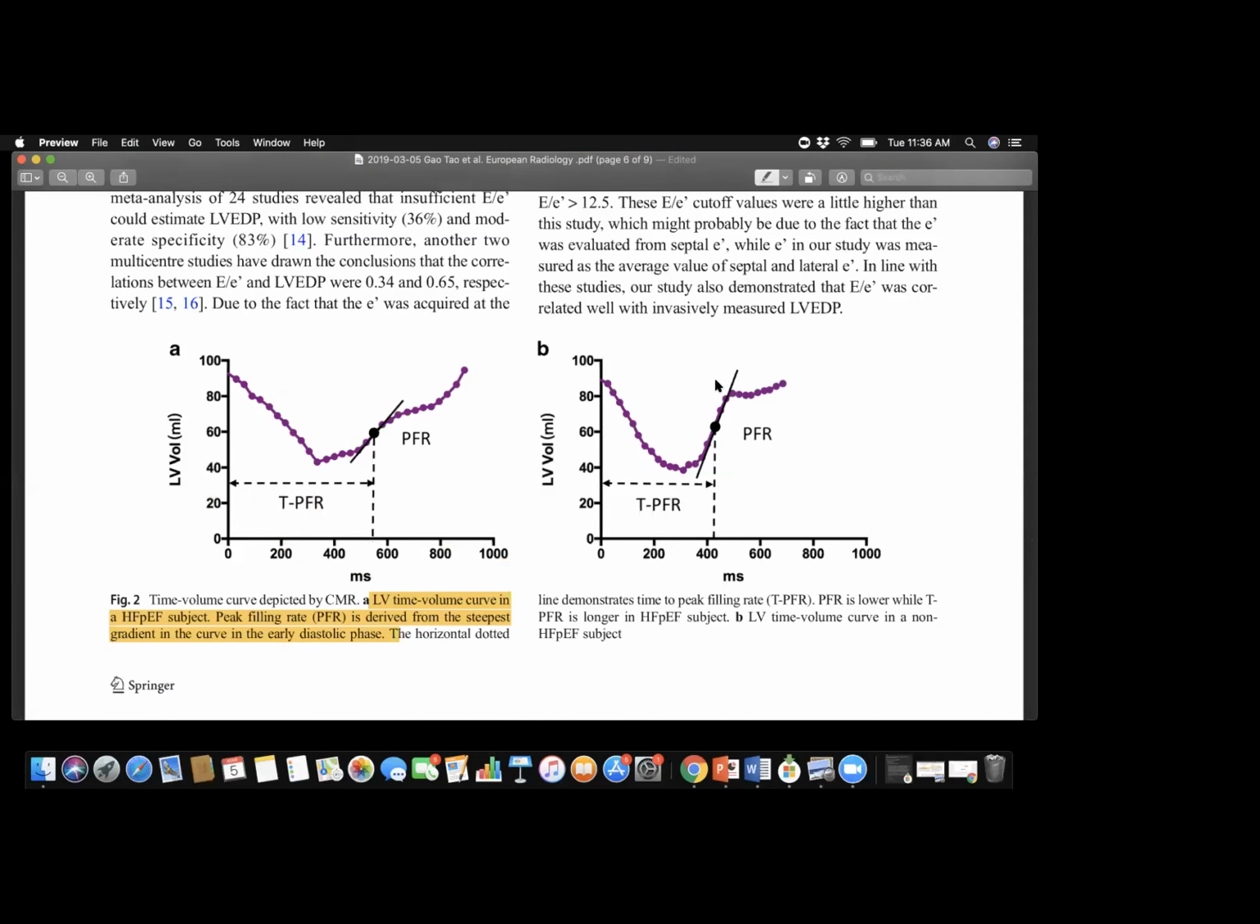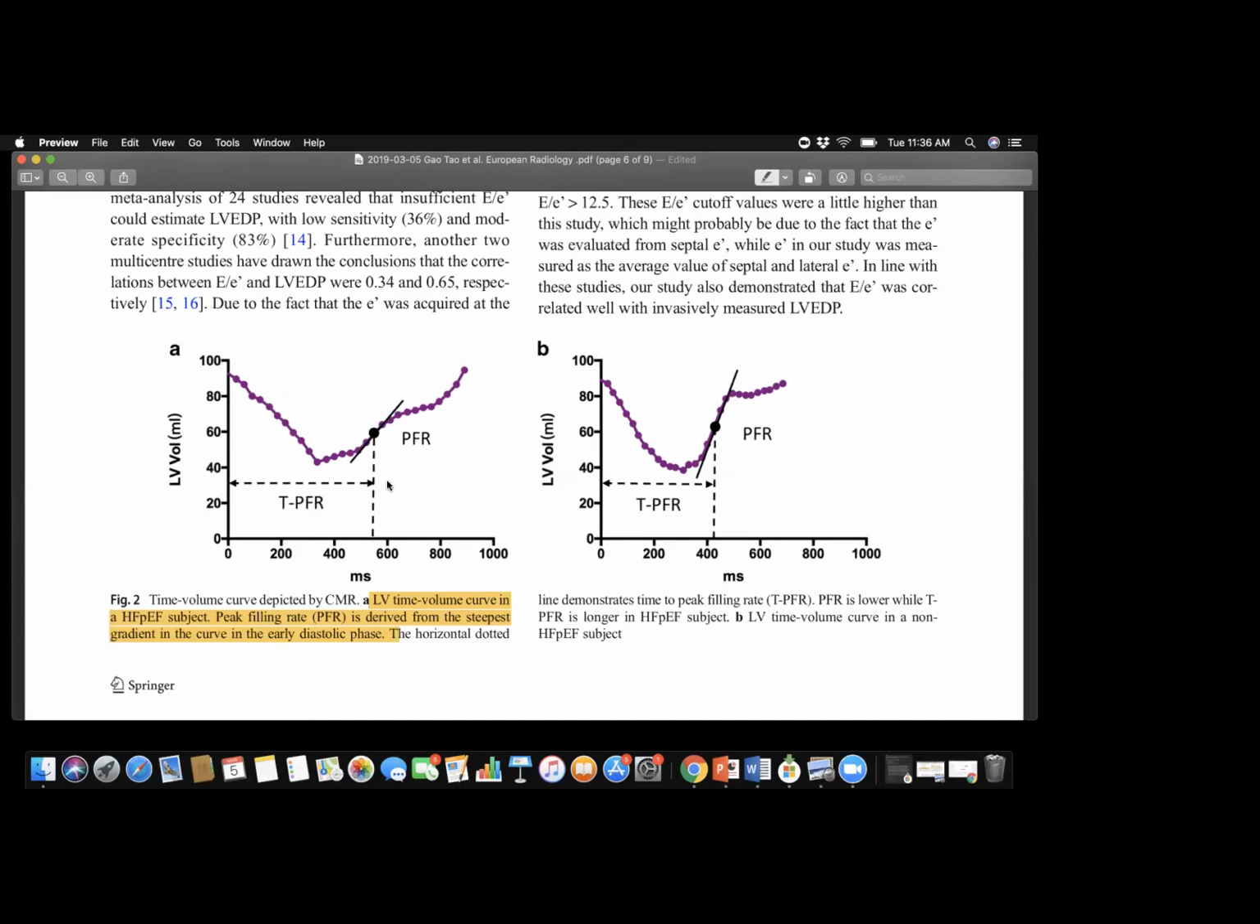Using this time volume curve, different parameters, including the peak filling rate, were obtained. It's defined as the maximal change in the LV volume during sequential temporal phases. It's basically the steepest gradient in the curve in early diastole. In addition to the PFR, they also obtained the time to PFR, from systole to this time, and also indexed the PFR to the end-diastolic volume, and the percentage of the PFR over one heartbeat.